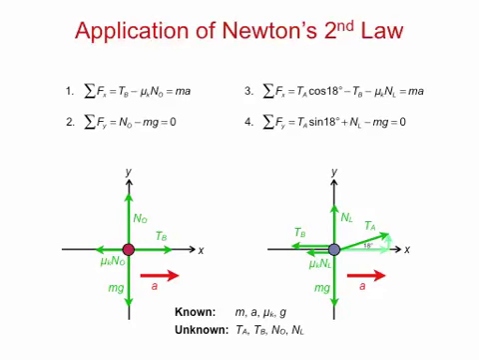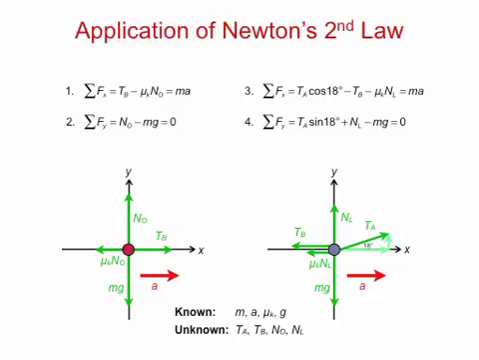Equation 1 is the x component of Newton's second law as applied to Owen. The x component of the net force on Owen is the tension in rope B, T sub B, minus the frictional force, mu sub k N sub O. And this is set equal to ma, the mass times the x component of the acceleration.